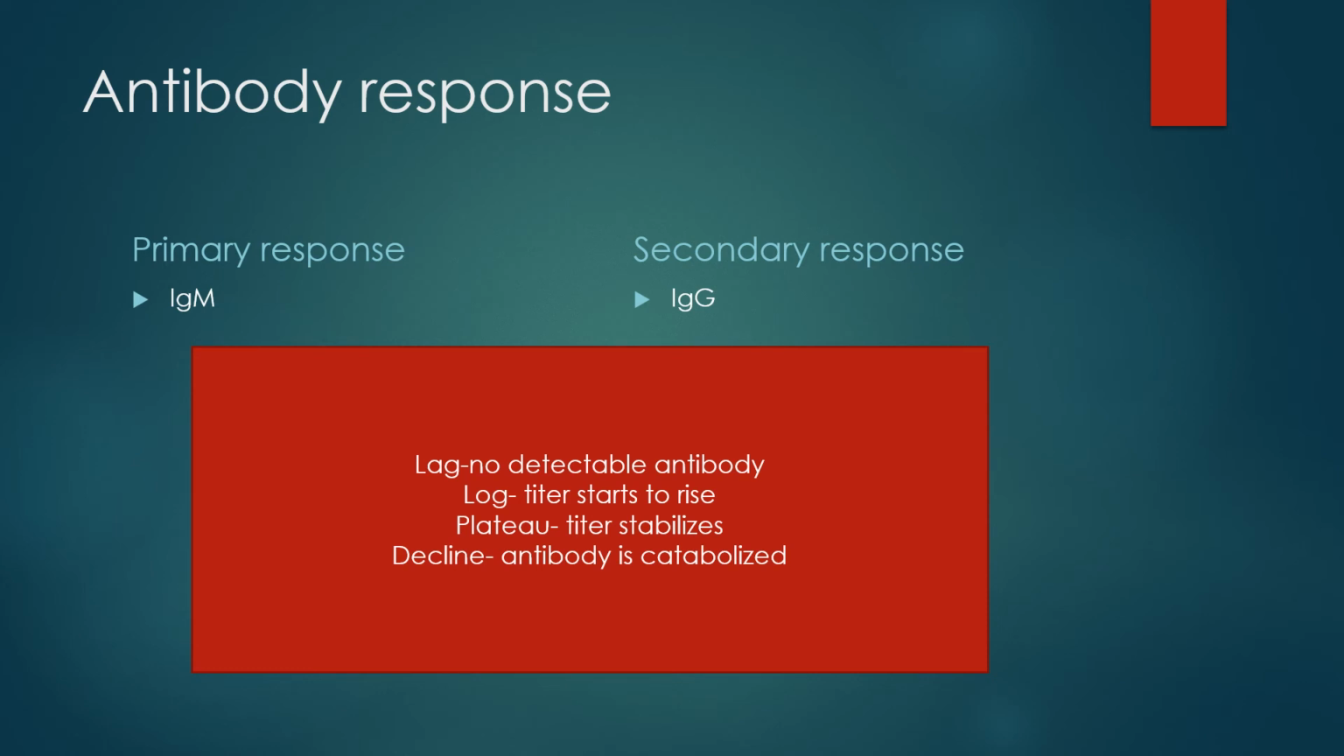Okay, so there's 2 categories of antibody response, the primary response and the secondary response. A primary response, usually it is the IgM antibody that is first exposed to an antigen that responds. And then in a secondary antibody response, we have IgG, an antibody that is made upon a subsequent exposure to an antigen. Okay?